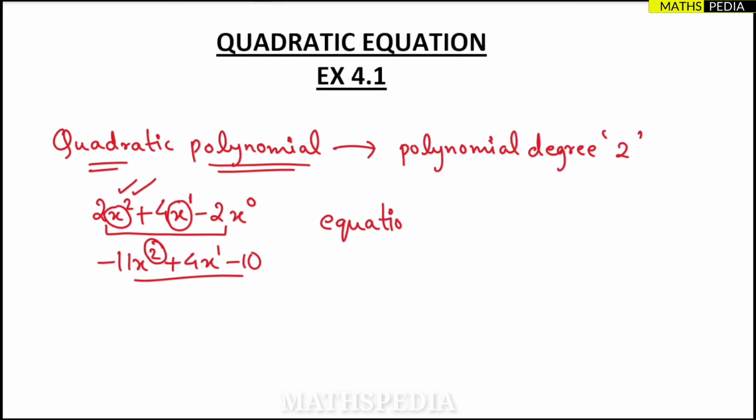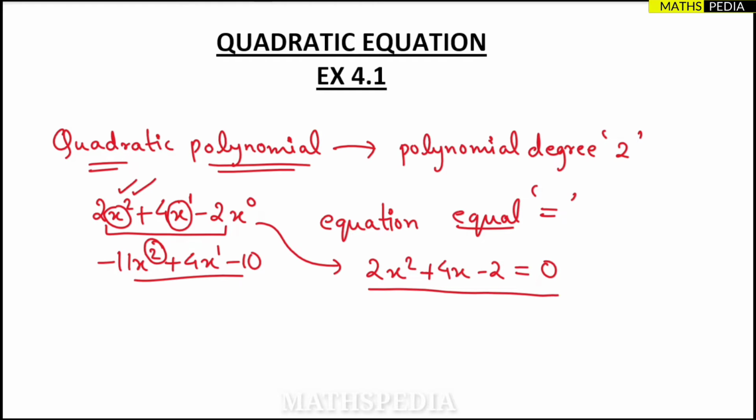Equation, always remember, an equality sign should be there, or we can call it an equal to sign. Okay, an equal to sign should be there. For example, if I take the same example, 2x square plus 4x minus 2, and if I put equal to 0, this becomes the equation. So this is nothing but a quadratic equation, where a quadratic polynomial is there and one equal to sign we are putting. Okay, so there will be LHS as well as RHS in a quadratic equation.